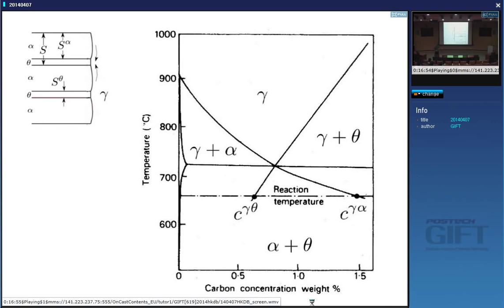So to grow pearlite, you need both cementite and ferrite growth to be possible. You cannot grow pearlite at this temperature or this temperature because here you cannot form ferrite, here you cannot form cementite.